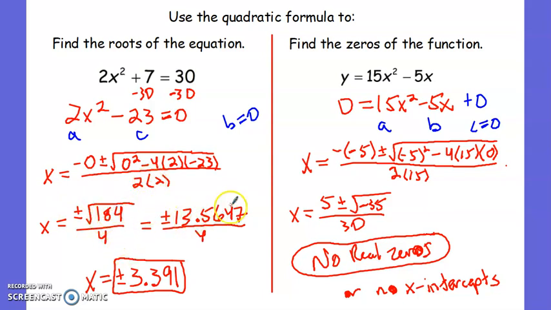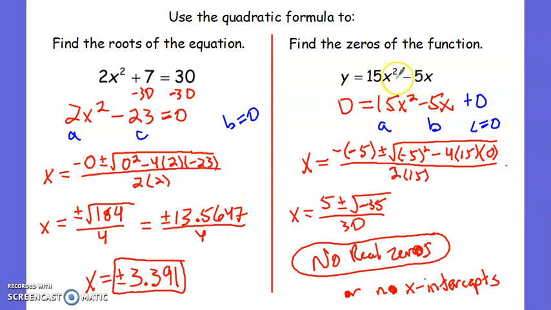The square root of 184 is not a pretty number, but it's 13.5647. And if I divide that by 4, I'll get a 3.391. Again, your final answer should be rounded to 3 decimal places to be accurate. So notice up here I rounded to 4 because I wasn't done yet. I want to divide and then I want to round off to be accurate. But notice that plus or minus. Again, we've still got 2 answers because it's built into the formula now. We're going to get that plus or minus.